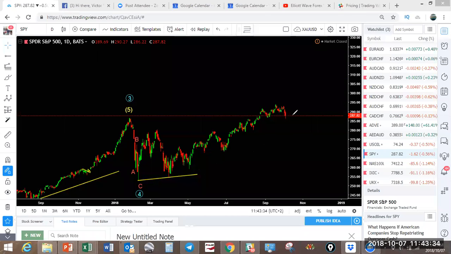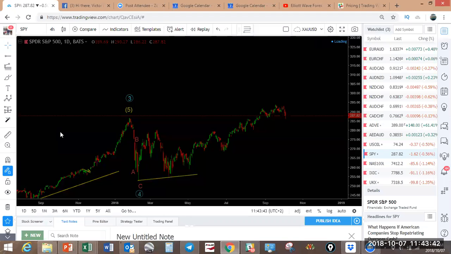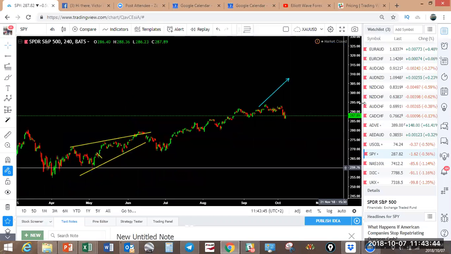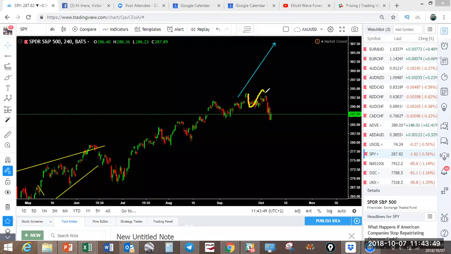Okay, if this is completed now, you would have made a 3 move down. Let's show on the 4 hour now. On the 4 hour, it would have been a 3-wave move down. It's not even that aggressive. This is a 3-wave move down. Okay, the last leg looks aggressive. This could have been the move that you're looking for, and you still push up higher.